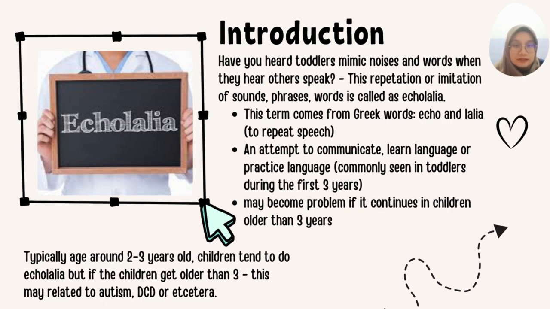And it is commonly seen in children younger than 3 years. But it may become a problem if it is continuous in children older than 3 years. Normally, children aged around 2 to 3 years old tend to do echolalia. But if children get older than 3 and still do echolalia, this may be related to autism, DCD, etc.